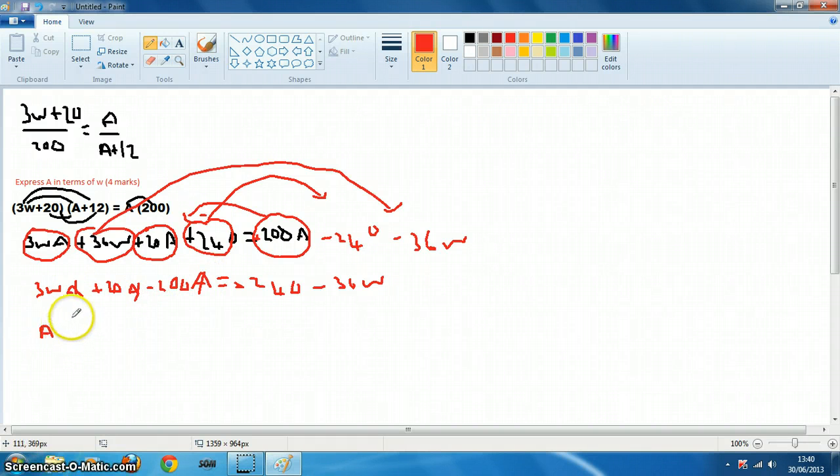And then what we need to do is put in brackets 3W plus 20 minus 200. So what we have done is we've removed the A's, so it just says 3W plus 20 minus 200. We put that into brackets. And then the minus 240 and minus 36W just stay the same.